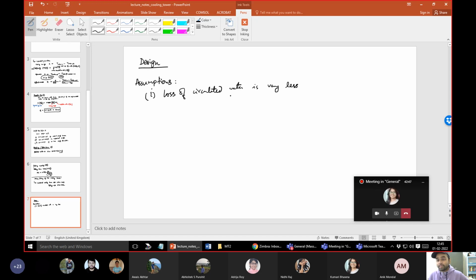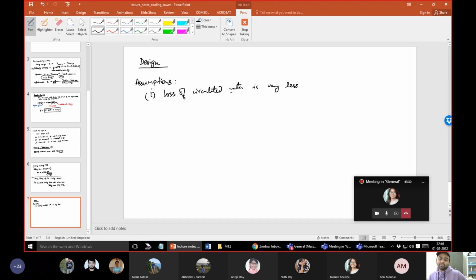So far you must be thinking that we have been discussing the loss of water and all, but now suddenly, while designing, we will assume this. Why? What is this loss of the circulated water I am talking about? I am talking about the difference in the circulation rate between the inlet and the outlet of the cooling tower at any instant of time being very small. I'm not talking about over a time period of operation. At any instant of time, whatever the cooling water flow rate is, it is not changing much between inlet and outlet.